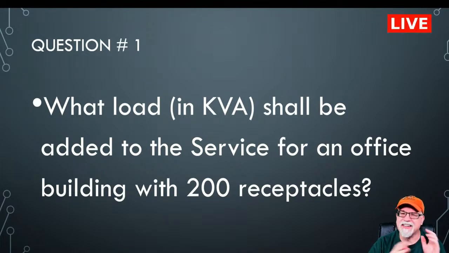All right, so kind of dissecting what we're doing here. We know it's 200 receptacles. We know it's not a residence, so we don't have to worry about anything in 220.14(J) with 3 VA per square foot. Ain't got nothing to do with that. Another thing we'll notice in this question, it doesn't give me any dimensions of the building, so I don't get into that, and I'll show you why that might be important on an exam or not. But right here, it doesn't give me any of that.